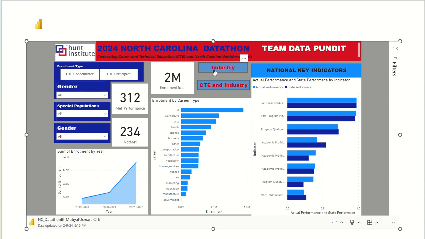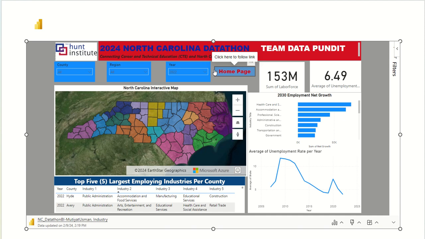The next dashboard here is the industry data. The industry data here enables us to navigate what we have in the industry. You could see the unemployment rate chart. You could see the projections of 2030 employment net growth, and this has been broken down by district and by region, and you can also filter by year if you're interested in a particular year. We also added the top 5 largest employment industries per county.